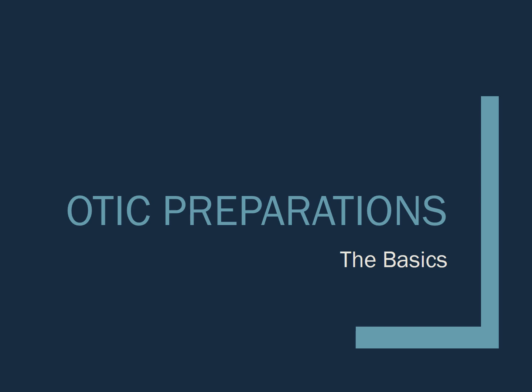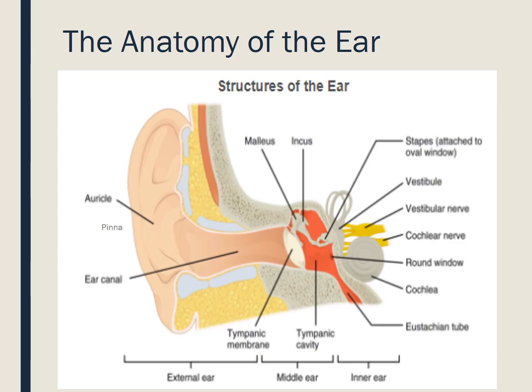First, let's begin with the basics of otic preparations. The ear is divided into three regions. The external ear is composed of the pinna, ear canal, and tympanic membrane. The middle ear consists of three small bones with Latin names that roughly translate to the hammer, anvil, and stirrup. The middle ear is connected to the pharynx through the eustachian tube, which equilibrates air pressure across the tympanic membrane.